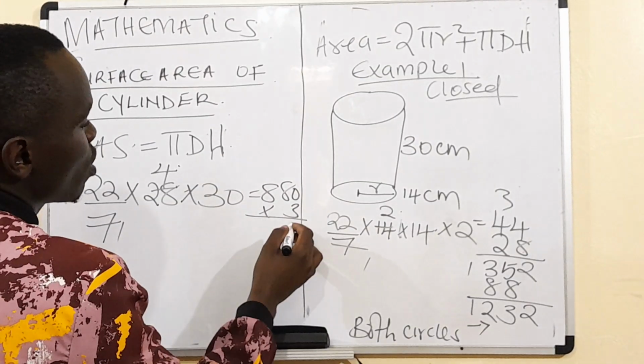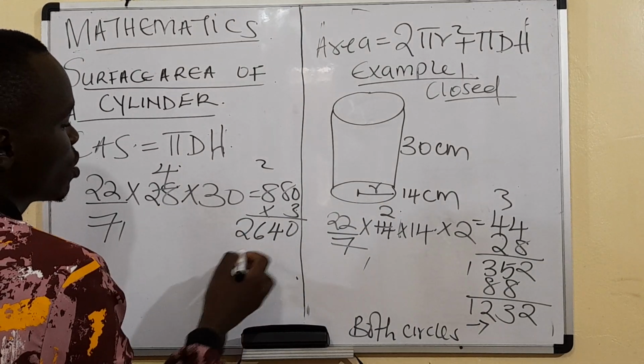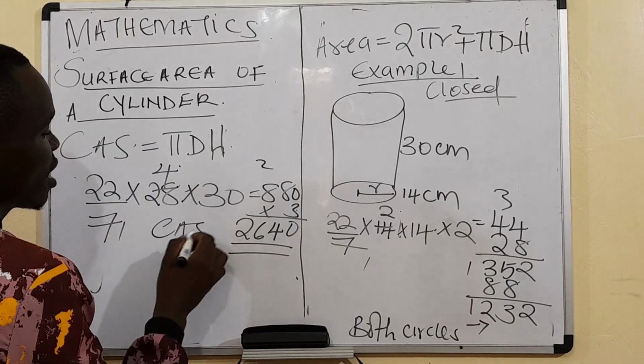We are going to have what? We are going to have 0. We are going to have 24, carry 2, 24. This one is going to be 26. So in this case, the curved surface area is given by this.